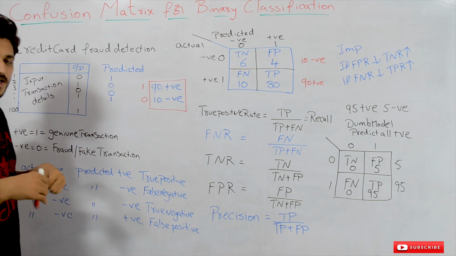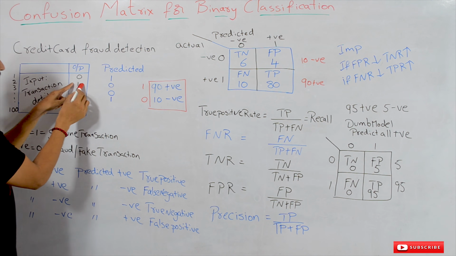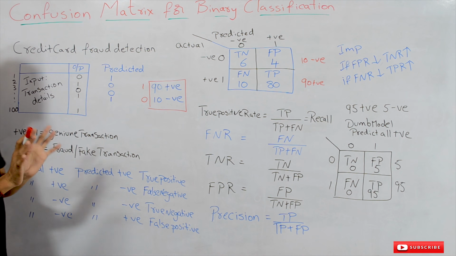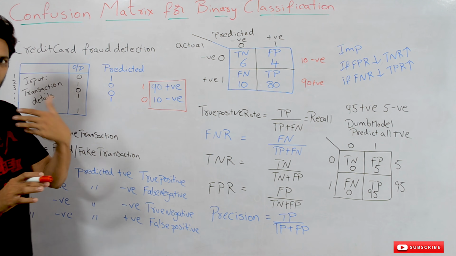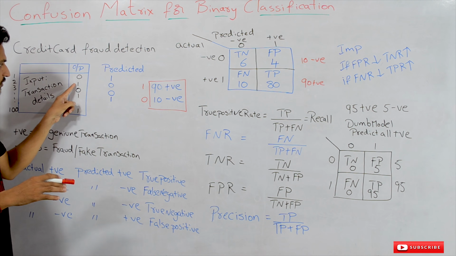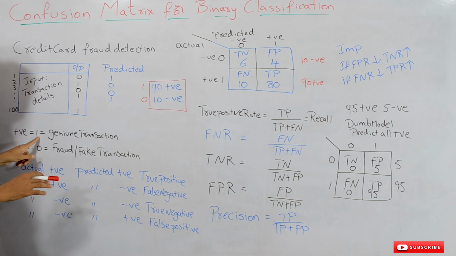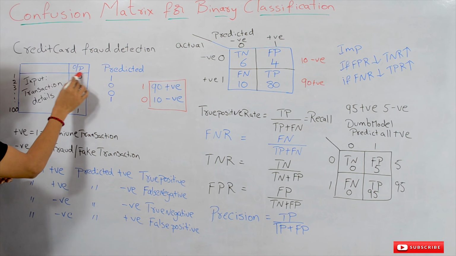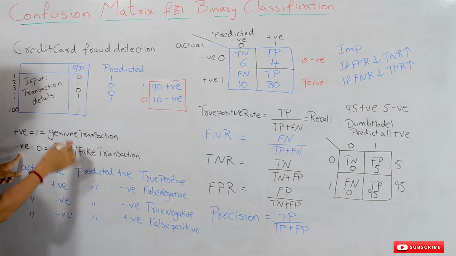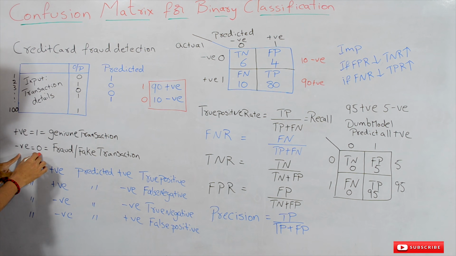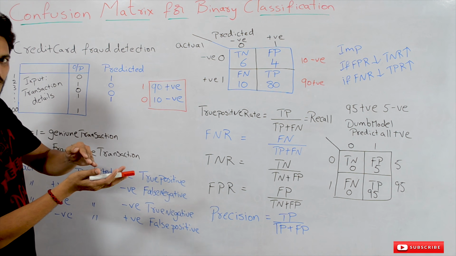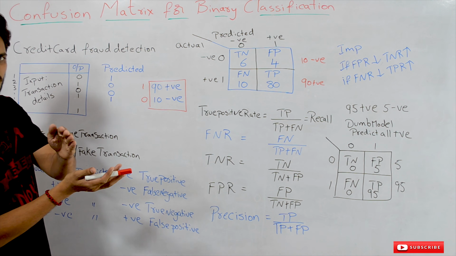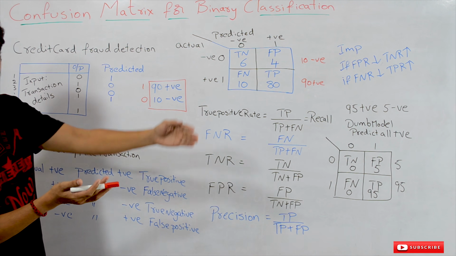So here we considered 1 as a positive transaction. There is no need to consider it like that, but for understanding purposes I am giving you clarity. So we considered 1 as a positive transaction, meaning a genuine transaction. Negative, 0, is considered a fraud or fake transaction. So we have two types of classes: positive class and negative class. Positive means genuine transaction, negative means fake transaction.